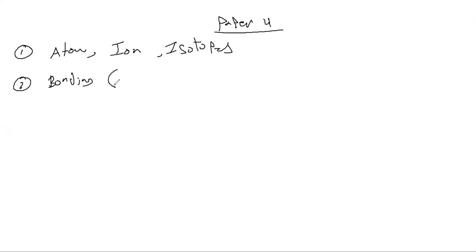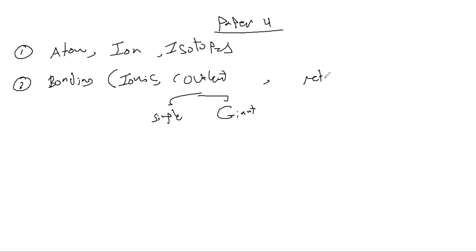We have 3 types of bonding: ionic, covalent, and this covalent contains simple covalent and giant covalent, and metallic.